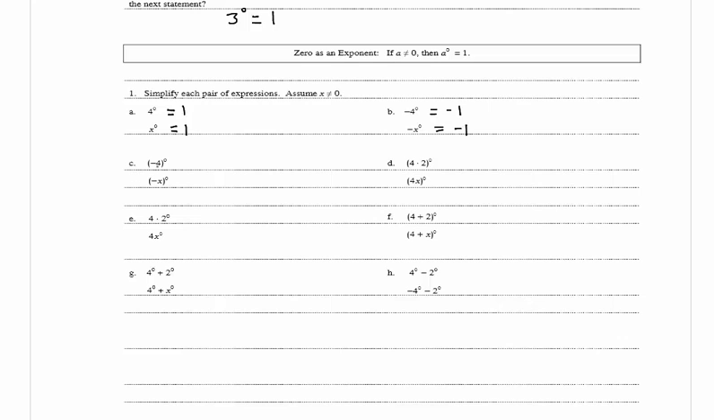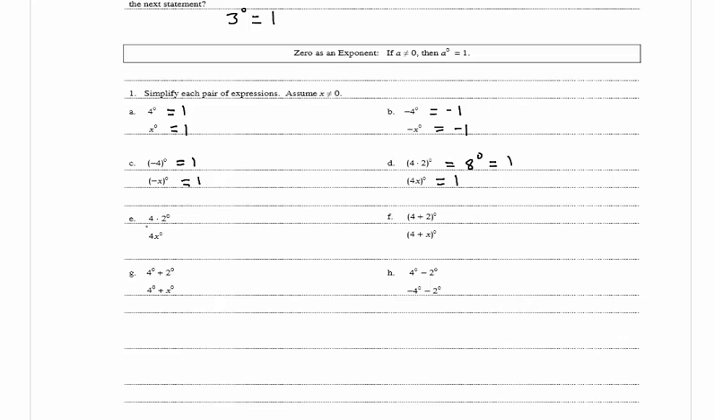In C, we have negative 4 in parentheses raised to the 0 power. So now that the negative is inside the parentheses, negative 4 to the 0 power is equal to 1. And negative x to the 0 power is also equal to 1. In D, we have 4 times 2 raised to the 0 power. So we're going to take care of inside the parentheses first, and we can say that this is 8 to the 0 power. And 8 to the 0 power is equal to 1. And we have 4x to the 0 power, and that's equal to 1.